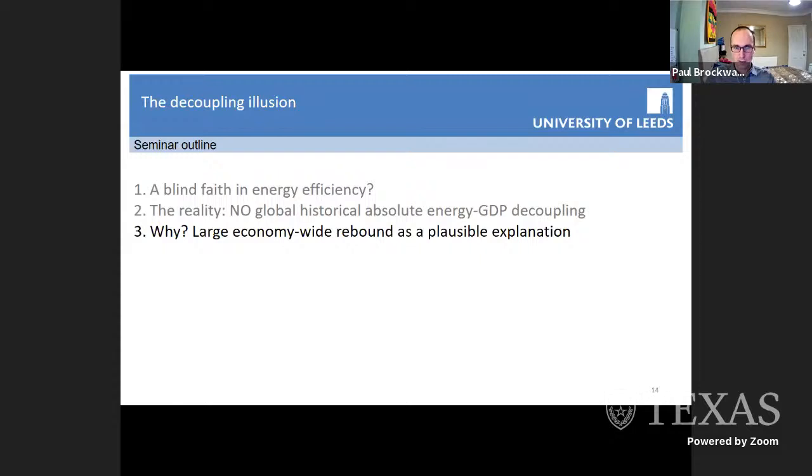And so in our paper, we've been working on this for the last couple of years. We've now been exploring the idea that there is large economy-wide rebound that could exist as a plausible explanation, both for why energy and GDP might be tightly coupled in the past, but also the absence of rebound in these models could explain why there's suddenly this disconnect, that they allow energy reductions to be occurring because there's not as much rebound in the models as there should be.